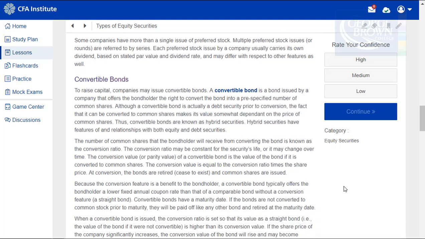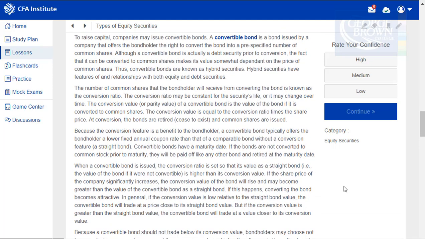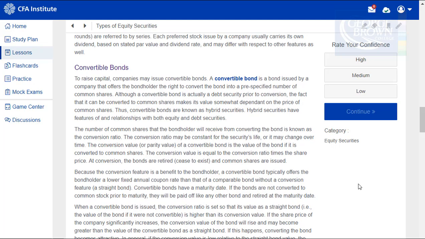So then, as we move on from the preferred shares, you can see that we move into a section here on convertible bonds, even though we're in a section on equities. Okay, and the reason is that a convertible bond is a bond issued by a company that offers the bondholder the right to convert the bond into a pre-specified number of common shares. Although a convertible bond is actually a debt security prior to conversion, the fact that it can be converted to common shares makes its value somewhat dependent on the price of the common shares. Thus, convertible bonds are known as hybrid securities. Hybrid securities have features of and relationships with both equity and debt securities.